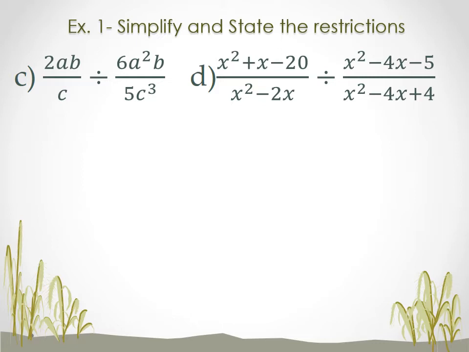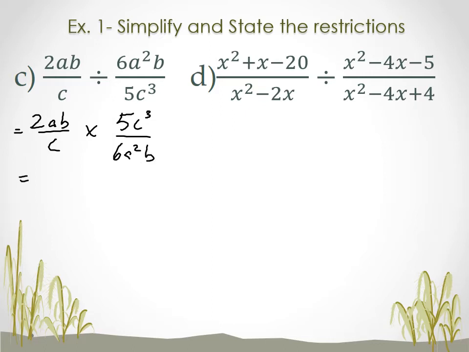And our next two, now we're dealing with dividing. So, you cannot start by canceling. Rewrite the first fraction. Change the multiply to divide. Sorry, divide to multiply. And flip the second fraction. So 5c cubed over 6a squared b.